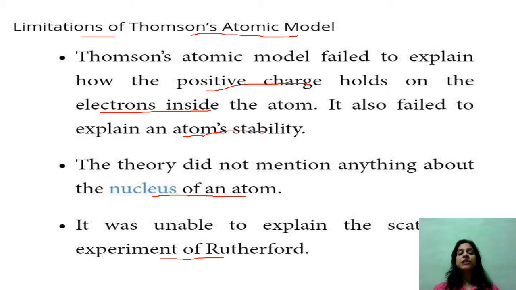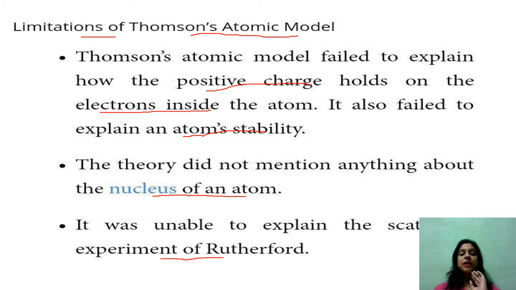इसके साथ साथ बेटा, Thomson was not able to explain the position of electrons also. थॉमसन ने कि इलेक्ट्रॉन्स एग्जैक्टली कहाँ कहाँ पे स्पेस्ड होने चाहिए, पोजीशनड होने चाहिए एटम के अंदर, that he was not able to explain it.